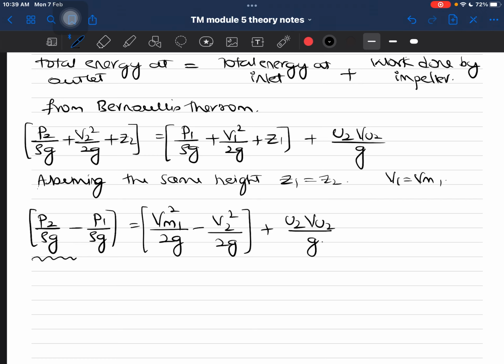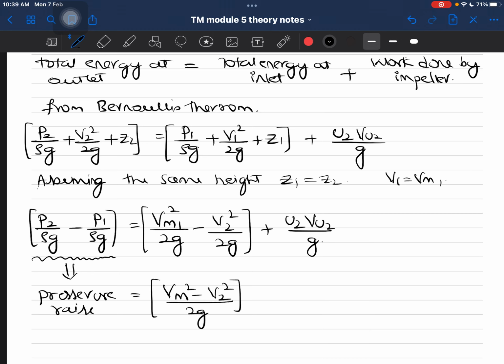So this is the pressure rise. This is nothing but your pressure rise, isn't it? The pressure rise is equal to Vm1 square minus V2 square divided by 2g plus U2 Vu2 divided by g. I will take this as equation number 1. So pressure rise is nothing but again delta P.